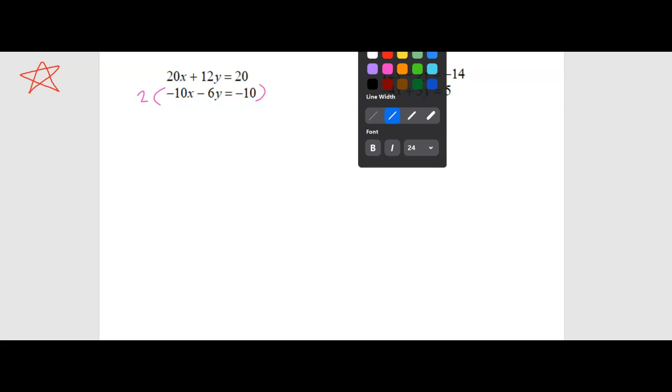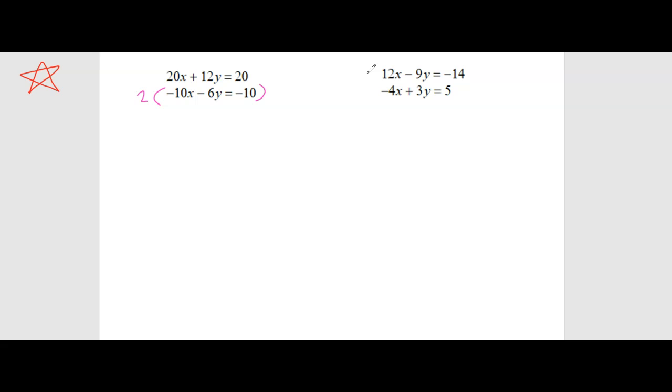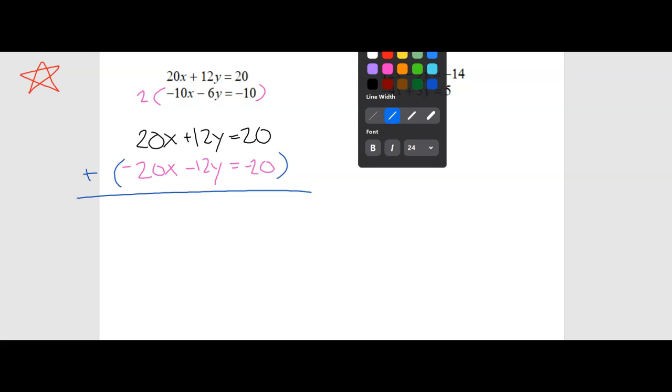So let me bring down my first equation: 20x plus 12y equals 20. And then let me multiply the second equation by 2. So 2 times negative 10x is negative 20x. 2 times negative 6y is negative 12y. And 2 times negative 10 is negative 20. And then we will need to add these two equations together.